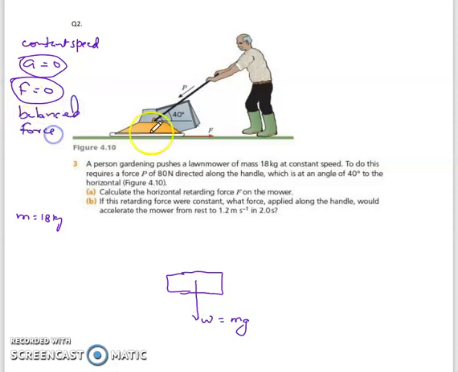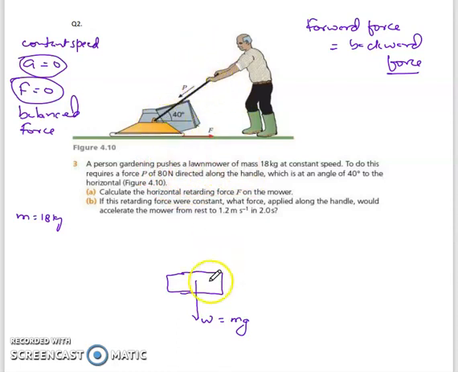That means forward force is equal to backward force. So this is how we can say, if it is at constant speed, acceleration is 0, net force is 0, and this is an example of balanced force, so that's why the forward force is equal to the backward force. Now moving to the next line, to do this requires a force of 80 Newton directed along the handle.